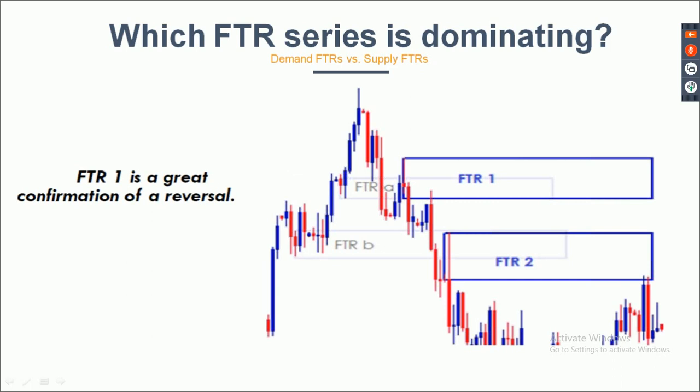If you don't understand how to mark it here, this is the process. This is L1. Okay, L1 engulfed. This is L2. This is my base, body to wick marking. If I mark body to wick, it doesn't come. If I do wick to wick, this trade has come. This is FTB of FTR supply. So FTR1 is a great confirmation of a reversal.